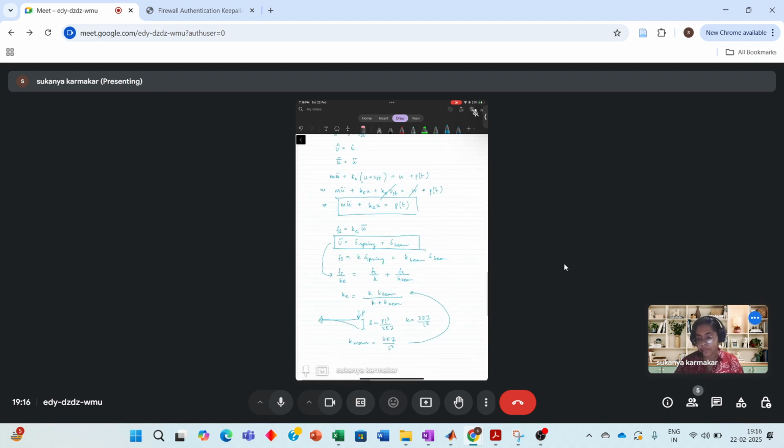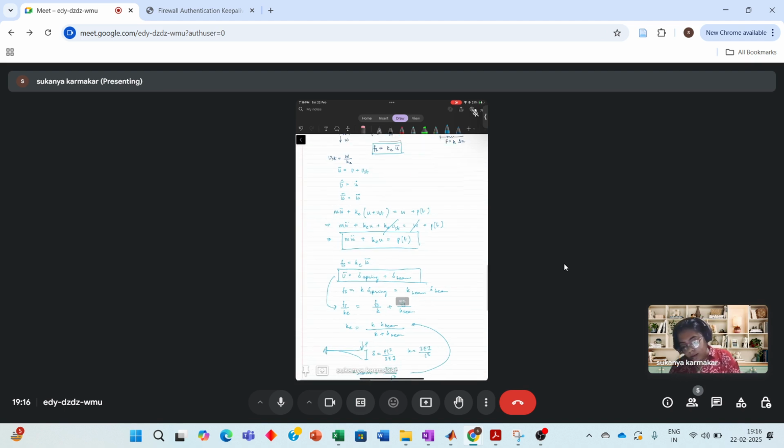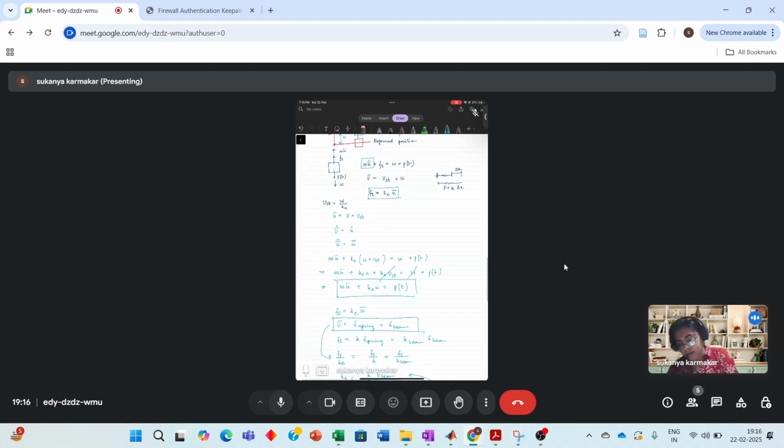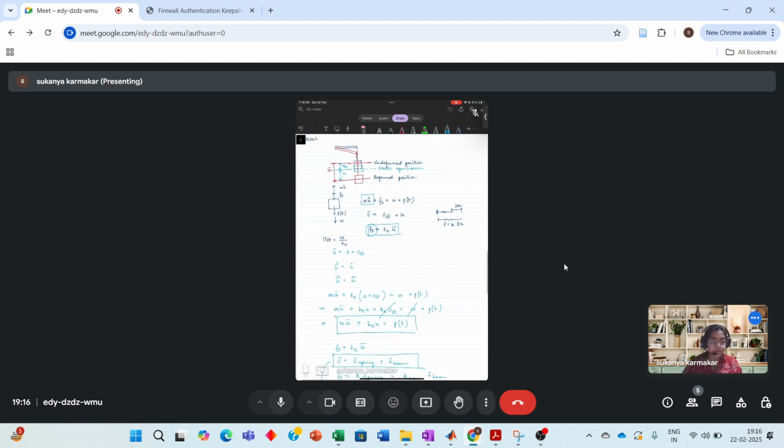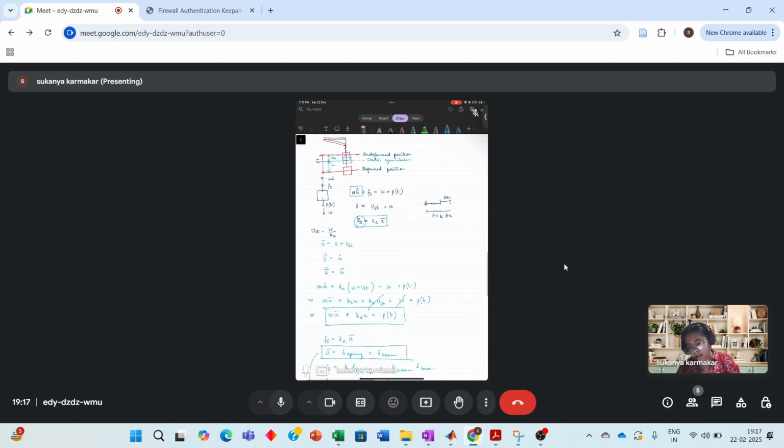Ma'am, what is Fs in the expression? This is the force generated, this Fs. The force due to the stiffness of the spring and the beam. You can call it the resisting force. And because that force is constant, meaning it is passing through spring as well as beam, it is constant. So we are using Fs by K and Fs by K of beam.